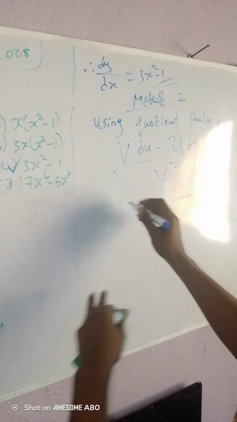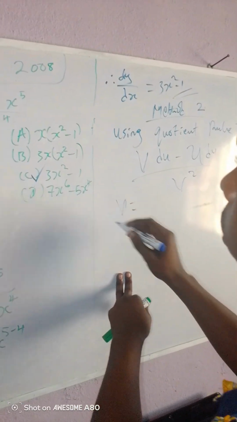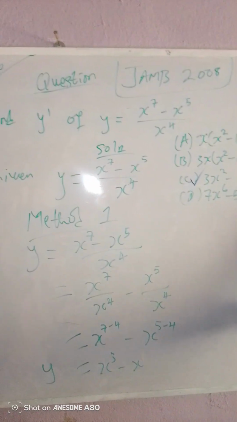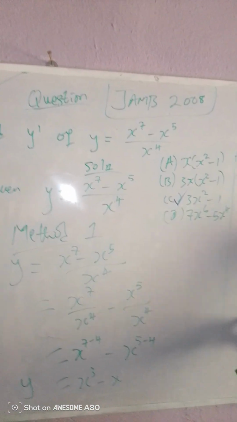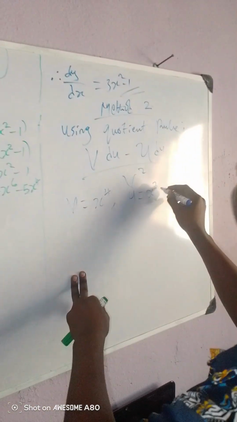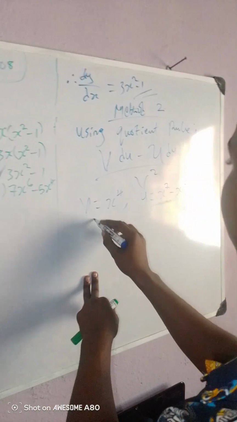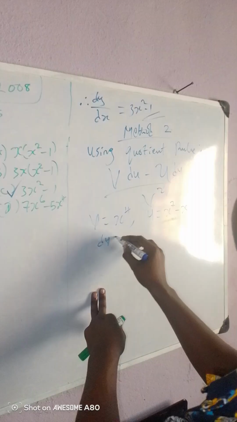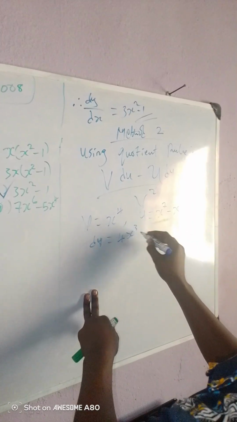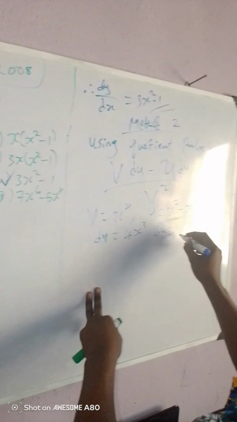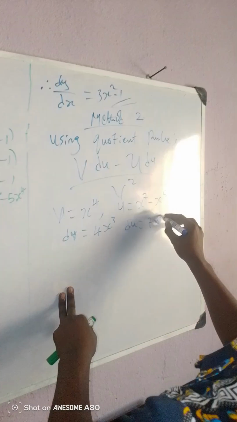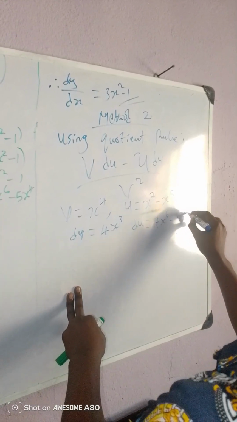So from this question, what will be our v? Our v was given to be x to the power of 4. And what will be our u? U is x to the power of 7 minus x to the power of 5. Now your dv will become 4x to the power of 3, and your du becomes 7x raised to the power of 6 minus 5x raised to the power of 4.